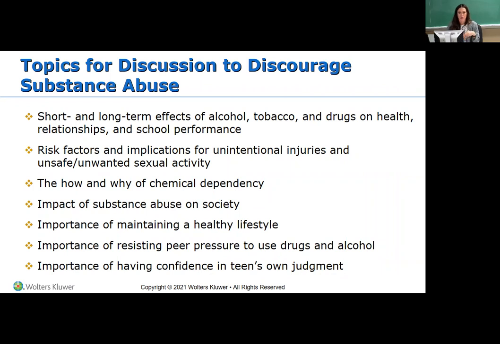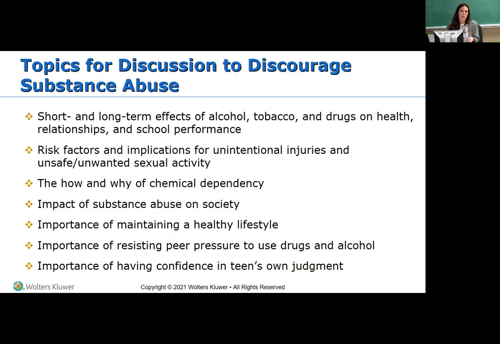So how do we do this? We're going to teach them the short and long-term effects of alcohol and tobacco, basically the effects on their school performance, their decision-making, and how it can affect their relationships with their friends and their family. They could have an increased risk for unintentional injuries. If you're intoxicated and blacked out, you could possibly get raped, for females or males, or you could have an unexpected pregnancy. There might be some unsafe sexual practices that could occur when you're under the influence like that.